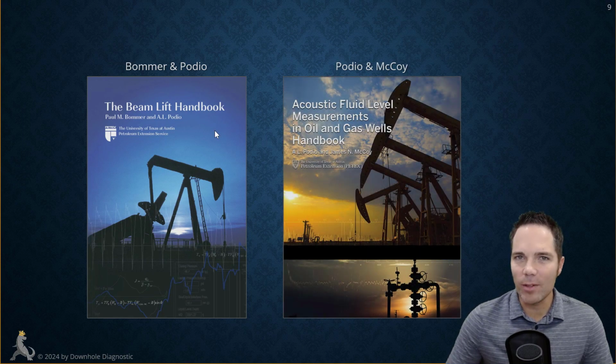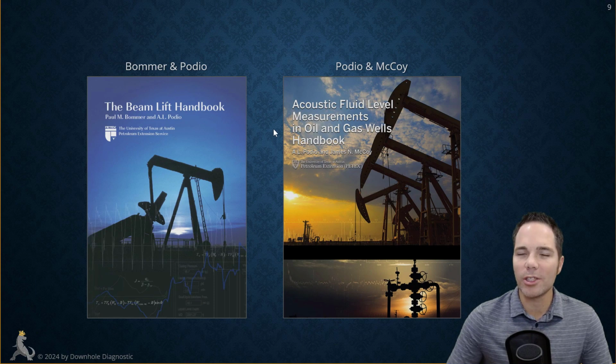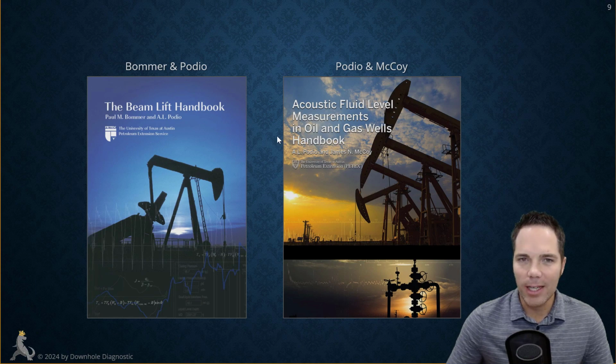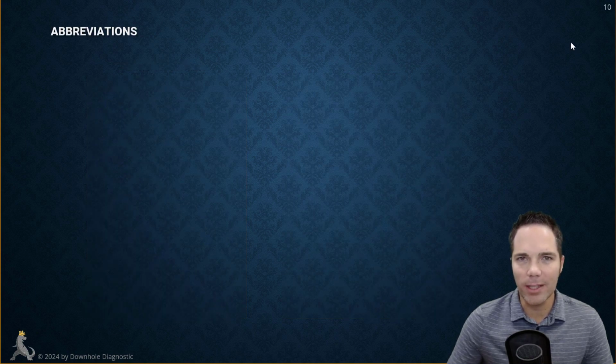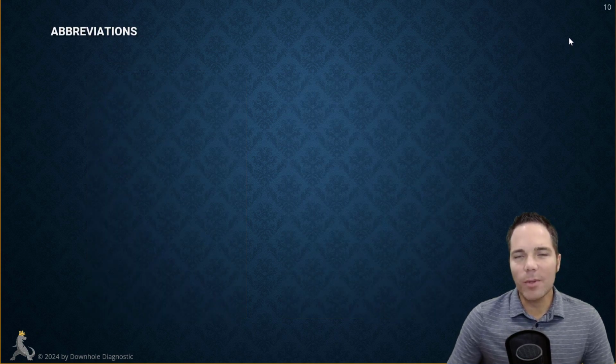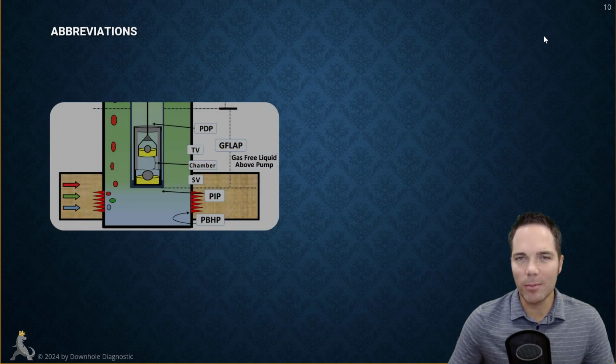My second favorite book is specific to just fluid level shots. So you'd have to be somebody that's probably doing fluid level shots to want this one, but it's also a fantastic book. This is by Podio and McCoy. Jim McCoy is the person that founded Echometer. This is the Acoustic Fluid Level Measurements in Oil and Gas Wells Handbook. I highly recommend both of these books. Now, as we're going through the course, you might see some abbreviations.